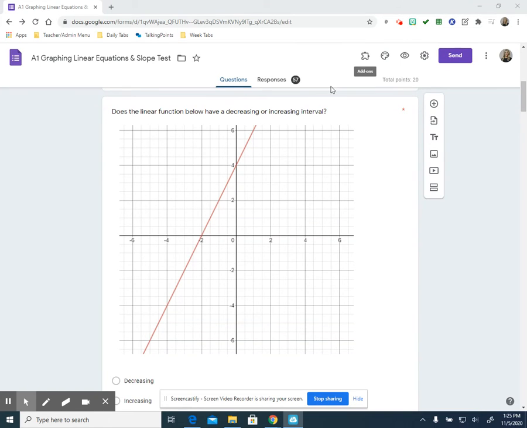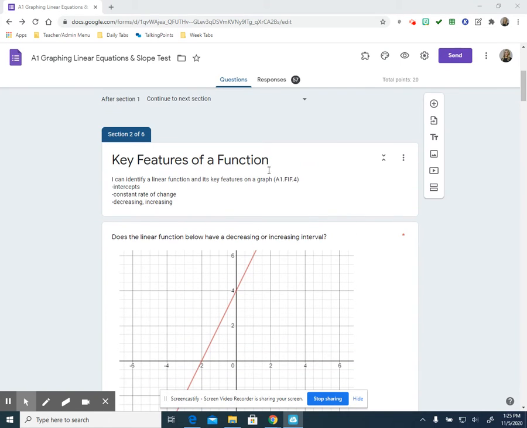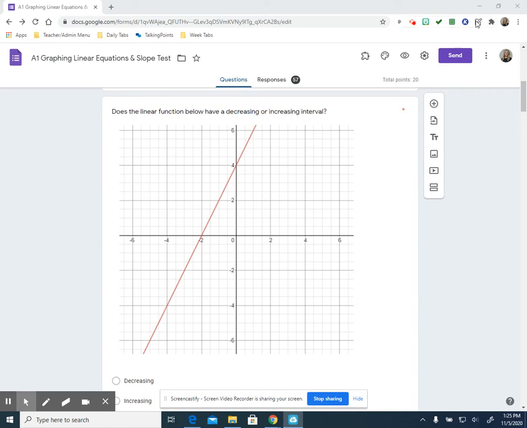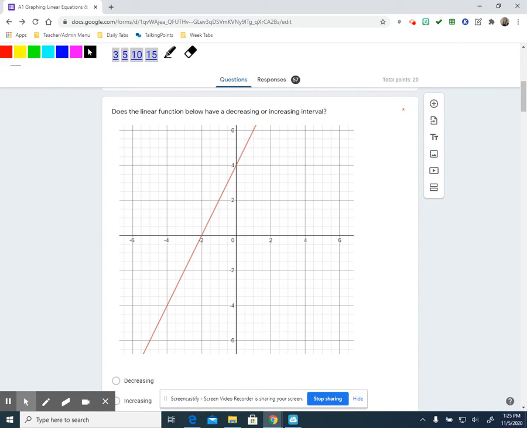This first question asks us about functions, a key feature of a function, and it asks if it is decreasing or increasing. Please go ahead and note what is happening. When you read a book, you read left to right. It's going to be the same thing. When I look from the left to the right, what is happening to this line over time? Well, it's going up, meaning it is increasing.